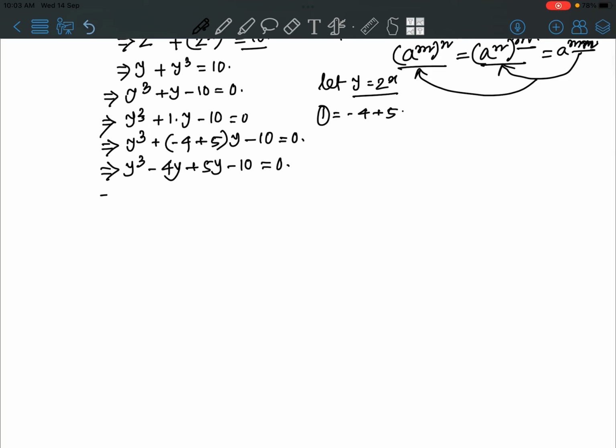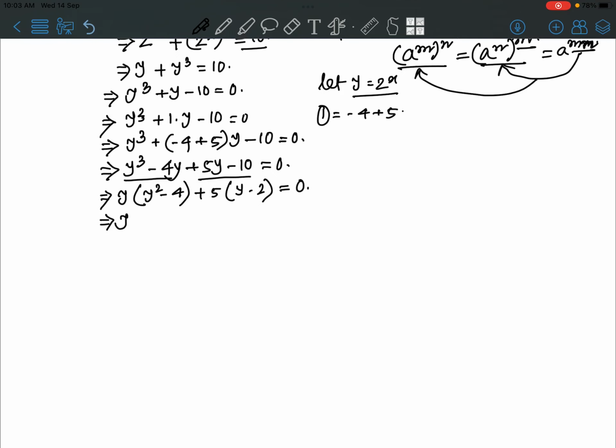Now we are going to factor out y from the first two terms and factor out 5 from the next two. Factoring out y from the first two, we can write it as y in parentheses, y square minus 4. For the second two, factoring out 5, we get y minus 2 equals 0.